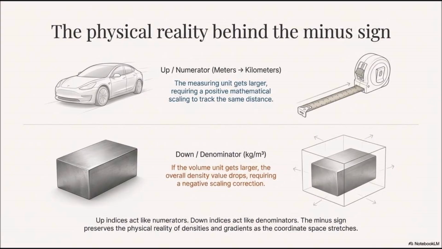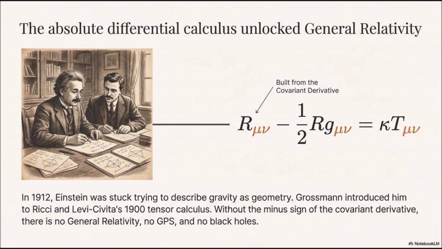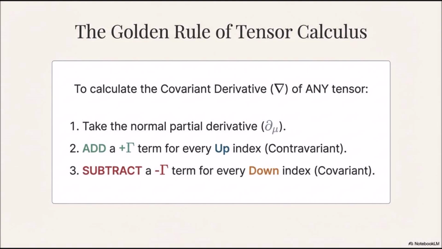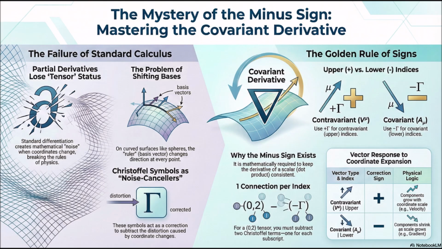Let's see the formula. The final formula for a 0-2 tensor is ∇_ρ T_μν equals the partial derivative with respect to ρ of T_μν minus Γ^σ_ρμ T_σν minus Γ^σ_ρν T_μσ. That covers the formula for the 0-2 tensor.